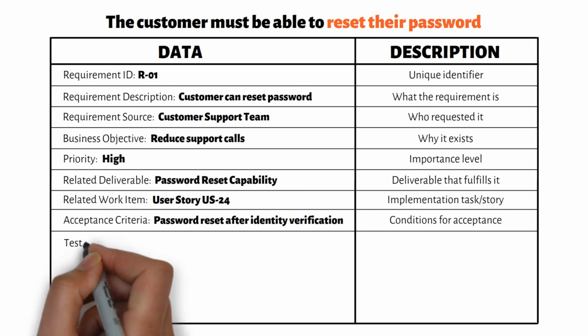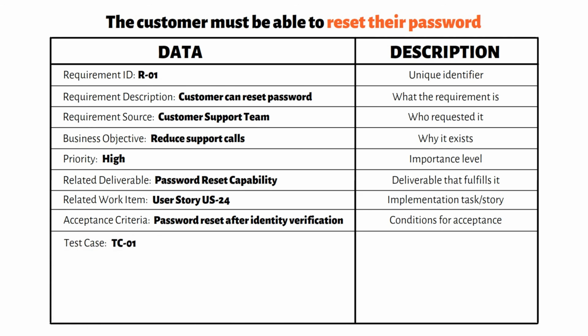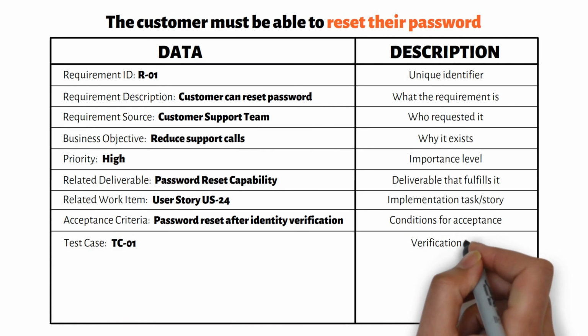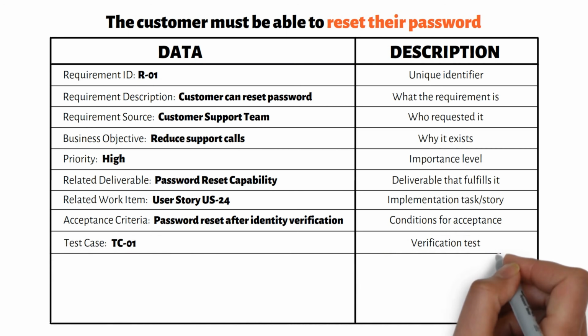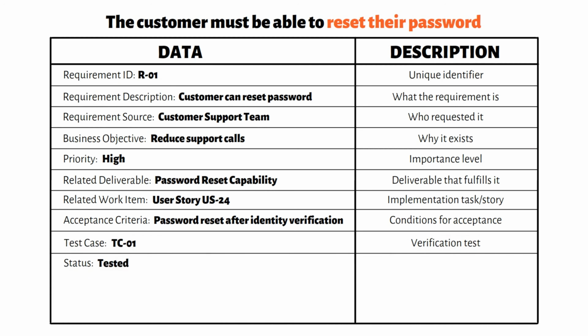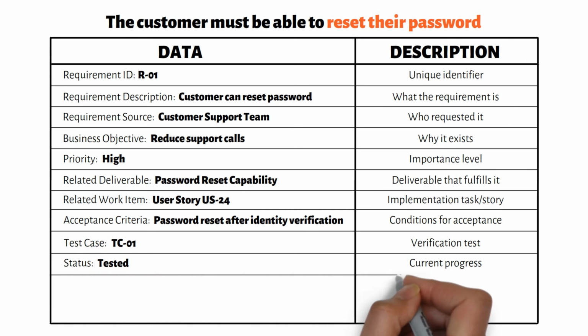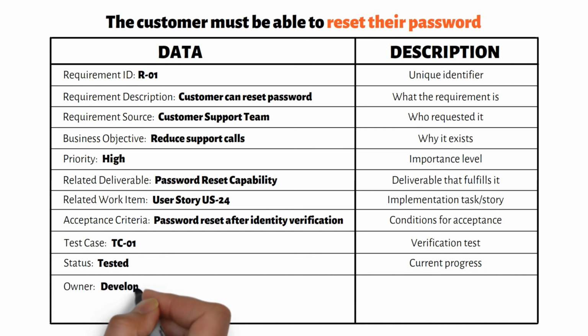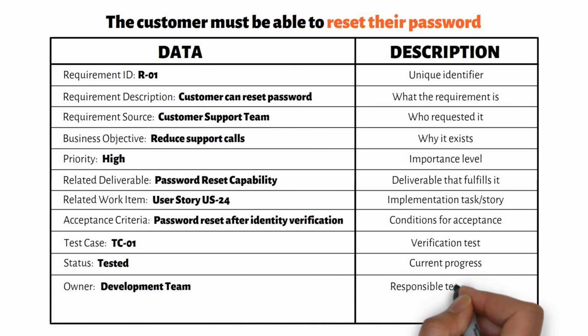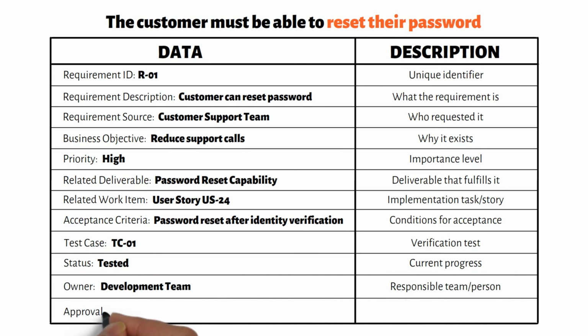Test case, TC-01. This links the requirement to the test that verifies it works correctly. Status, tested. This shows the current progress of the requirement. Owner, development team. This identifies who is responsible for implementing the work. Approval, product owner approved. This records whether the requirement has been formally accepted.